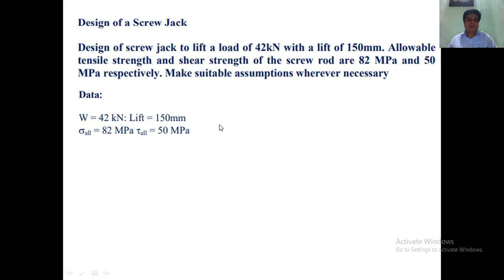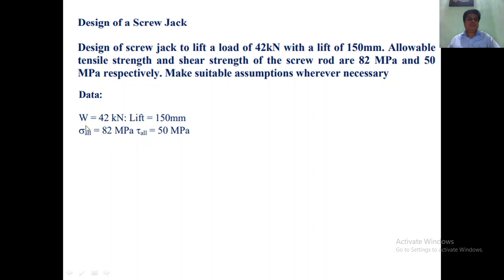So here is the given data. The load is nothing but W in our equation, or F, and this is 42 kilonewton. The lift is nothing but the linear distance the screw rod can move in the frame, the maximum amount by which it can lift the load, 150 mm. And this is the allowable tensile strength, 82 megapascal, and the allowable shear strength, 50 megapascal.